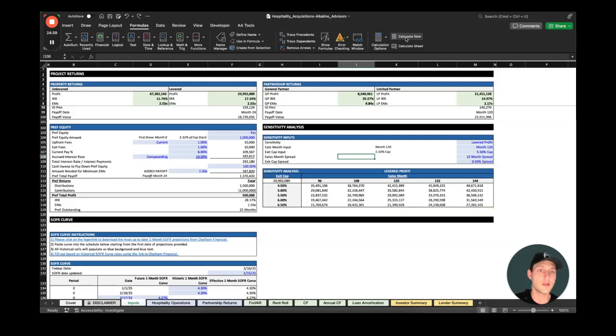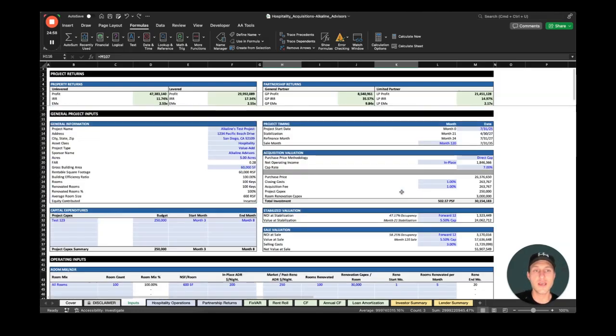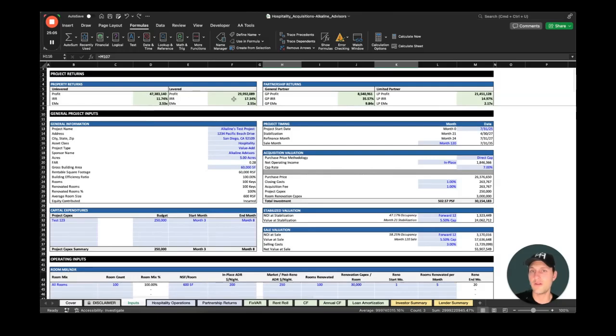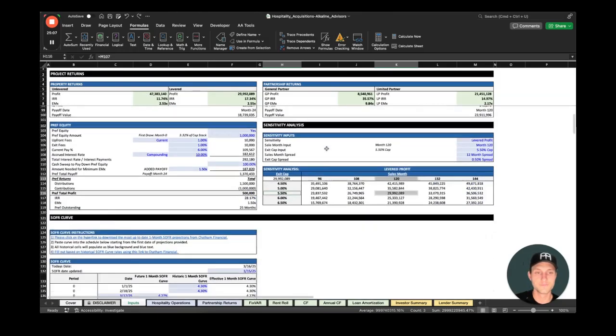So you click calculate now, it's refreshed, everything checks out, the red and yellow disappear. So essentially what we're saying is if we sell the asset in month 120 at a 5.5 cap, we're going to profit close to $30 million. And what we're saying, if you scroll all the way up, is we're selling at month 120, at a 5.5 cap, and you'll see here our profit is roughly $30 million.